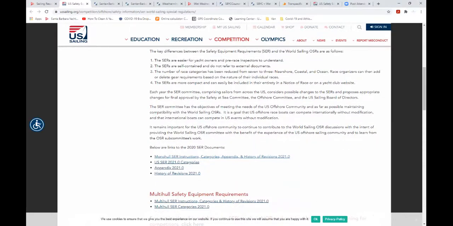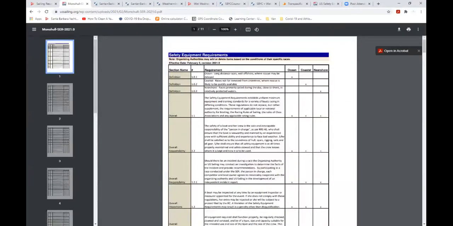And here you can see monohull instructions, et cetera. Let's see, I think this takes us right to, yeah, perfect. It takes us up and says, okay, what kind of race is it? Is it an ocean, coastal, or near shore? For Wet Wednesday, we qualify that as near shore, and that's pretty obvious why.